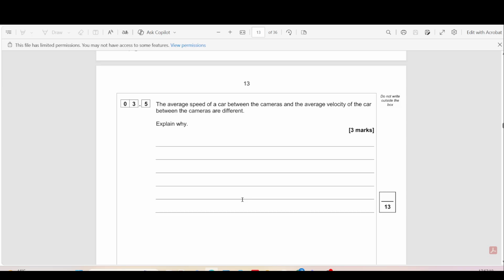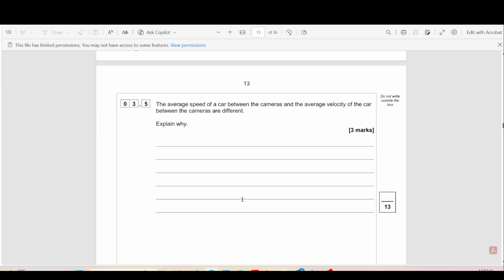Velocity. Why? Because speed is a scalar quantity. Scalar means it only depends on distance. Scalar means it has just values, no direction. Vector means it has values as well as direction.